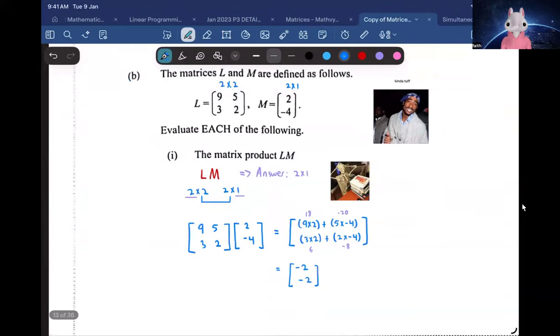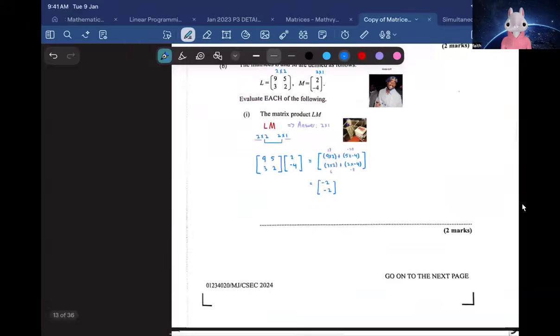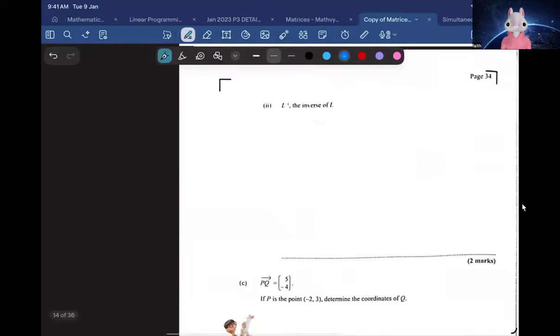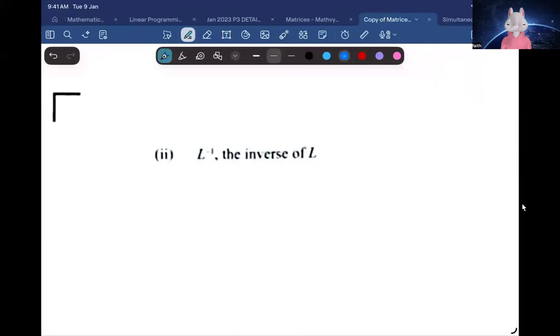Make sure you understand this. Faith, let me know if you understand what's happening. Yeah, I understand. Right, so Faith, let's do a question together to make sure you understand. In part two, they want us to find the inverse. You remember how to find the inverse of a 2 by 2 matrix?